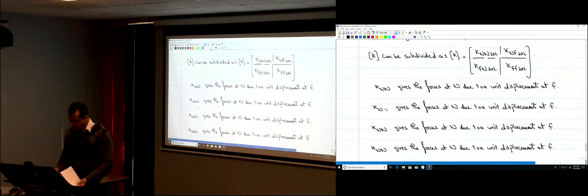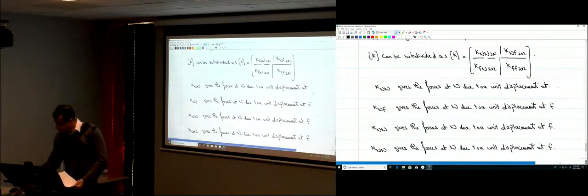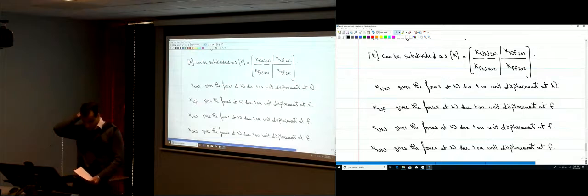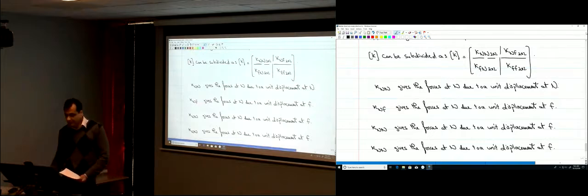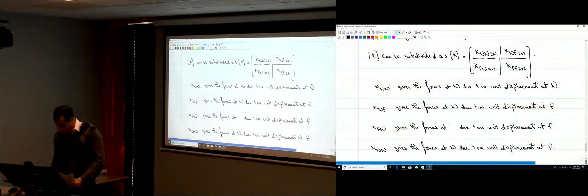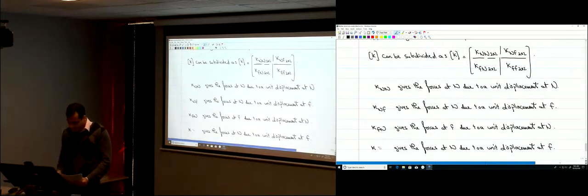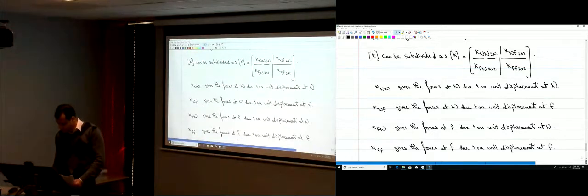And then KNF, what does KNF mean? It gives the forces at N due to a unit displacement at N. The second one, KNF, gives the forces at N due to a unit displacement at F. KFN gives the forces at F due to a unit displacement at N. And then KFF gives the forces at F due to a unit displacement at F.